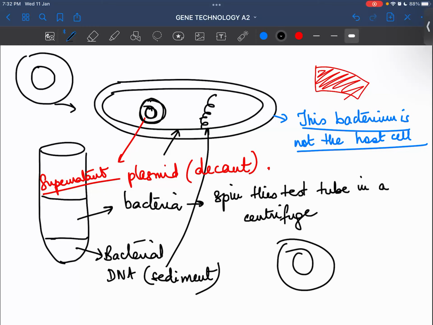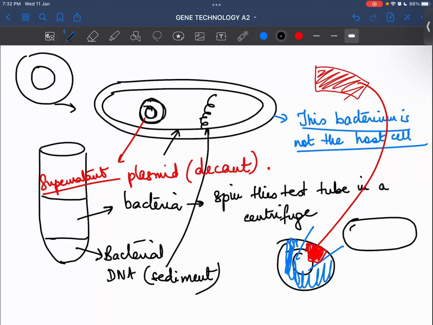Now what do? We cut this with the restriction enzyme. We introduce this novel gene over here. अब ये तैयार हो गया, ठीक है. Now it's ready. अब जब ये ready हो जाएगा, we need another bacterium. So this another bacterium is the host cell bacterium. ठीक है. This is the host cell bacterium.